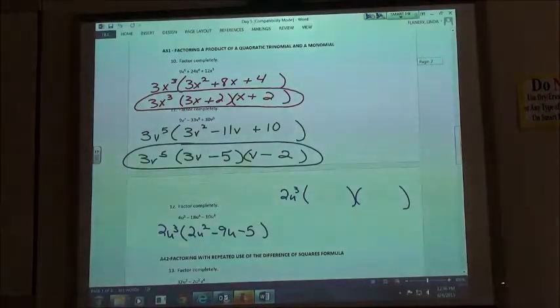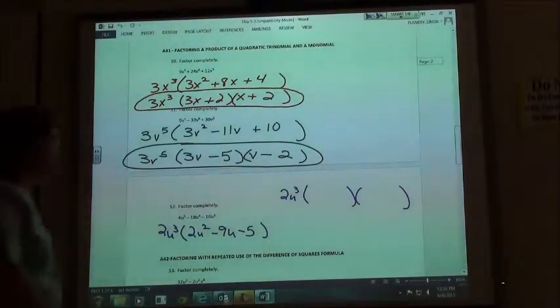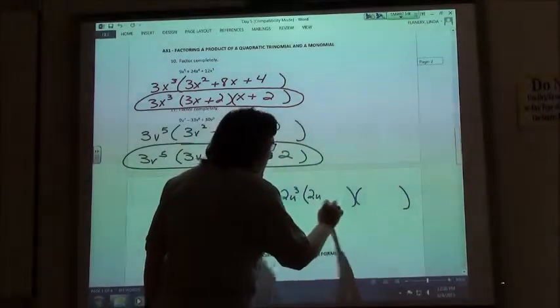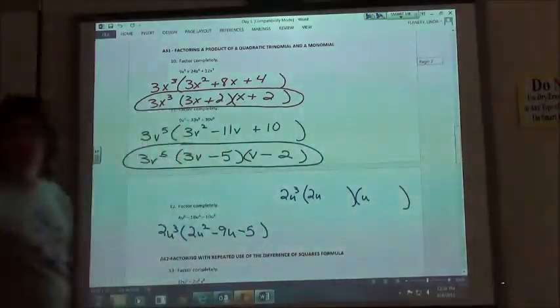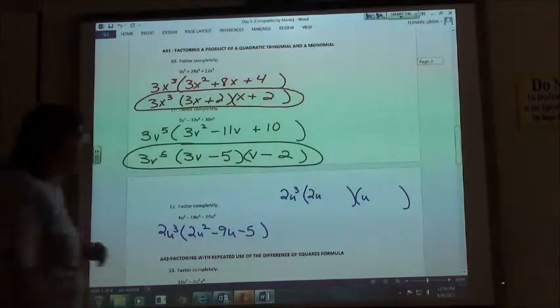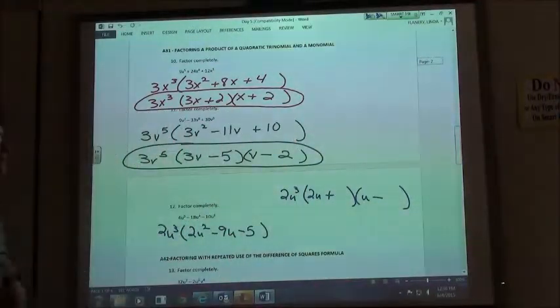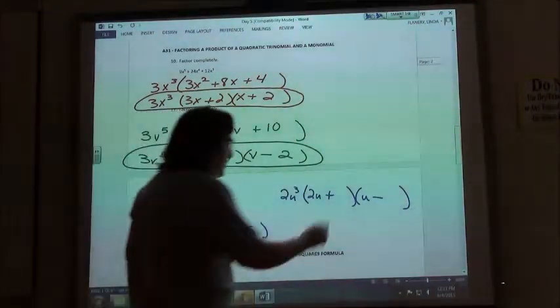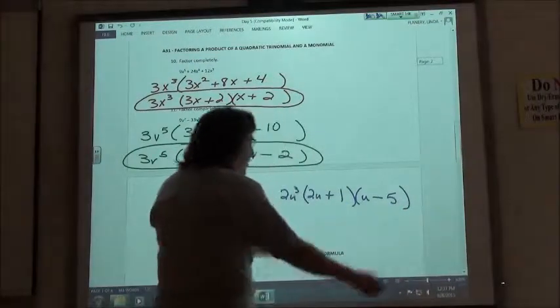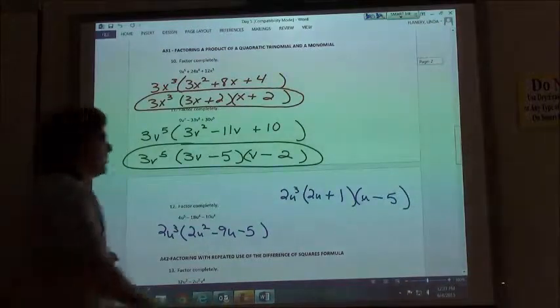Factoring the 2u squared minus 9u minus 5. So factors of 2u squared, 2u and u. My signs, positive and a negative. And my factors of 5. Plus 1 and a minus 5, so that we get negative 10 plus 1, which is the negative 9 in the middle that we want.